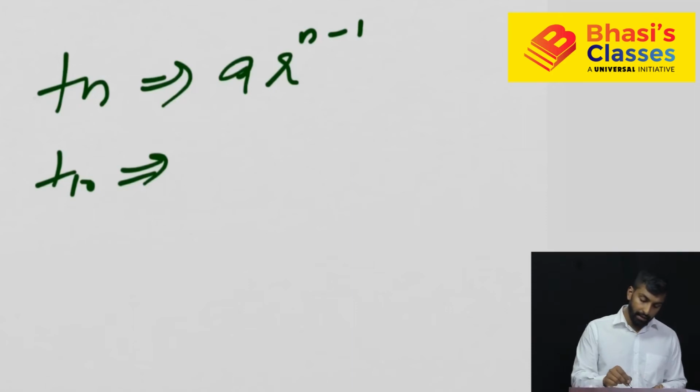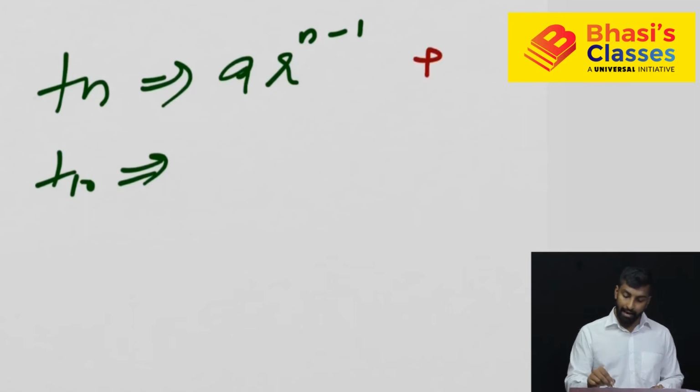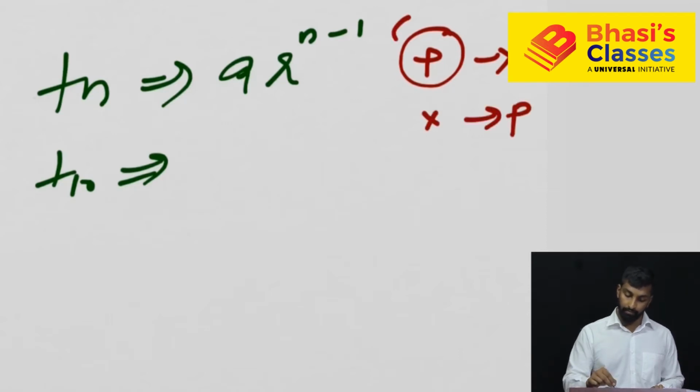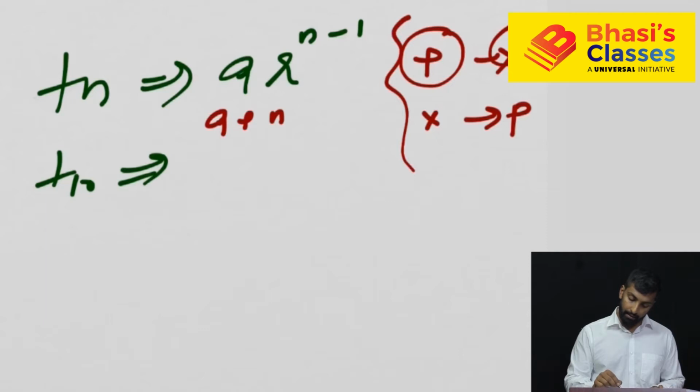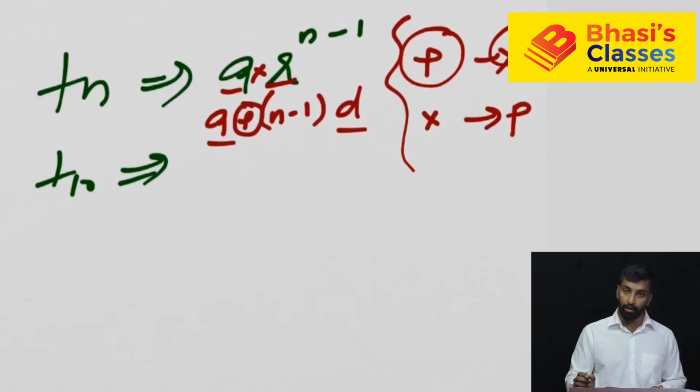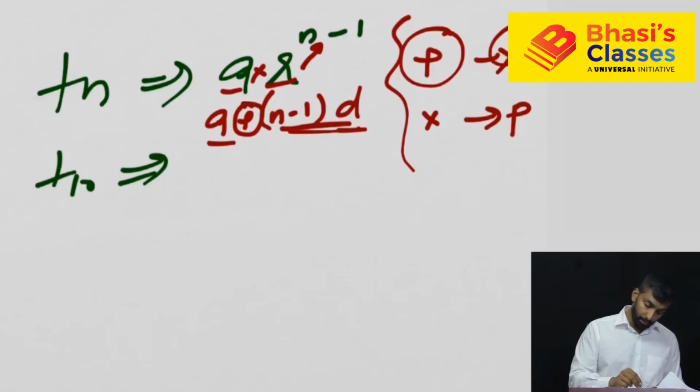So what is the change when it comes to GP? Whatever you are adding in AP, you will multiply. Whatever you multiplied in AP, it will go as power. So earlier you had a plus n minus 1 into d. So a and d you were adding. Here r is actually d only, you are multiplying. So whatever you added, this plus became multiplication here. The n minus 1 into d which you multiplied became power here. So whatever is multiplied becomes power, whatever is added becomes multiplication. That is the difference.